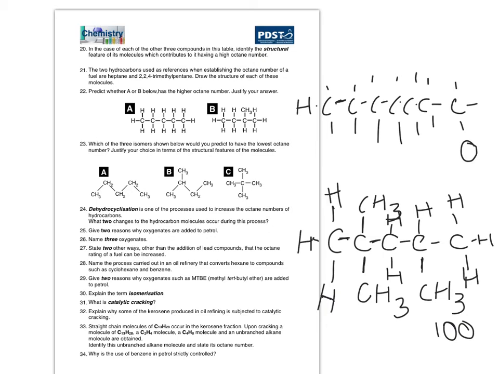Number 28, the process carried out in an oil refinery that converts hexane to compounds such as cyclohexane and benzene, that is dehydrocyclisation.